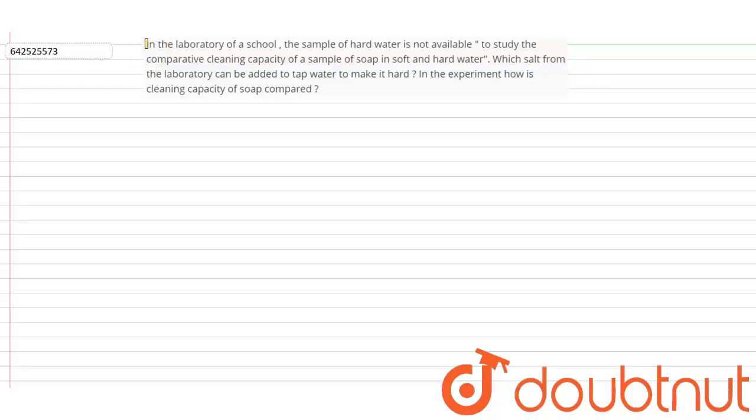Hello students. So the question is, in the laboratory of a school, the sample of hard water is not available. To study the comparative cleaning capacity of a sample of soap in soft and hard water, which salt from the laboratory can be added to the tap water to make it hard? In the experiment, how is the cleaning capacity of soap compared?